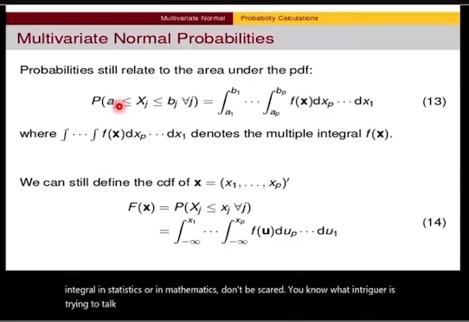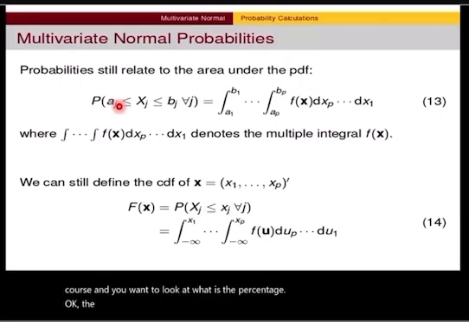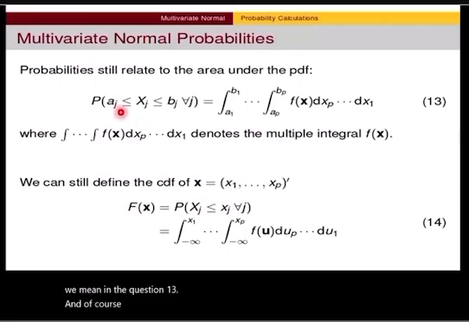You want to figure out the total, the area under a particular curve, and you want to look at the percentage that falls within the interval. That's what you mean. Now, that's exactly what we mean in equation 13. And of course, equation 13 is a PDF. Of course, a CDF also exists.